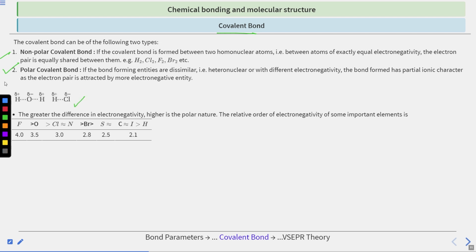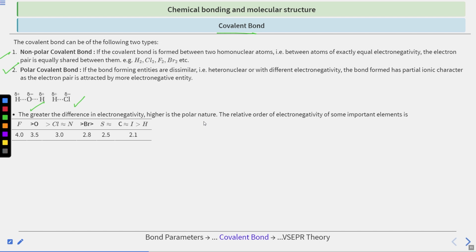So you can see here, in the H2O molecule, oxygen has some delta negative charge, and hydrogen has some delta positive charge, because the electronegativity difference between oxygen and hydrogen is large. That's why they show polar covalent bond nature. And in HCl also, the bond between Cl and H is a polar covalent bond, forming due to the electronegativity difference between chlorine and hydrogen, which is more, right? That's why the delta negative charge comes on chlorine and delta positive on hydrogen. So the greater the difference in electronegativity, the higher the polar nature.